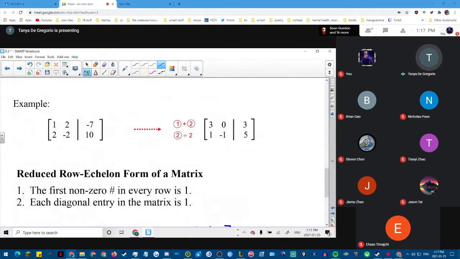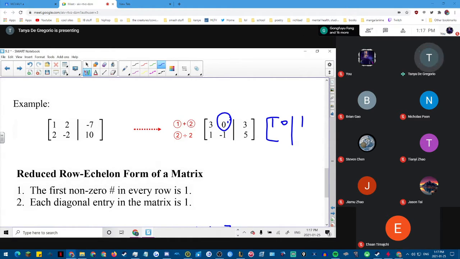So here I have 1, 2, -7, 2, -2, 10. So what I've done here is I've taken row 1 and I've added it to row 2. And the whole reason that I did that was so that I would get a 0 here. Now notice I have 3, 0, 3. This is very good because what I can do in my next step is divide that whole first row by 3. And then I can see that x equals 1.